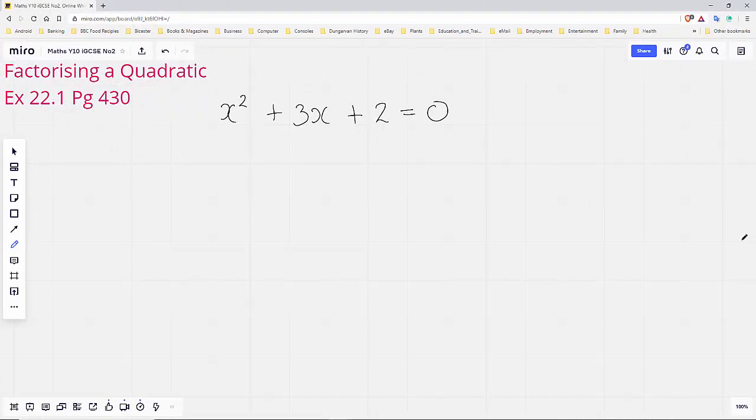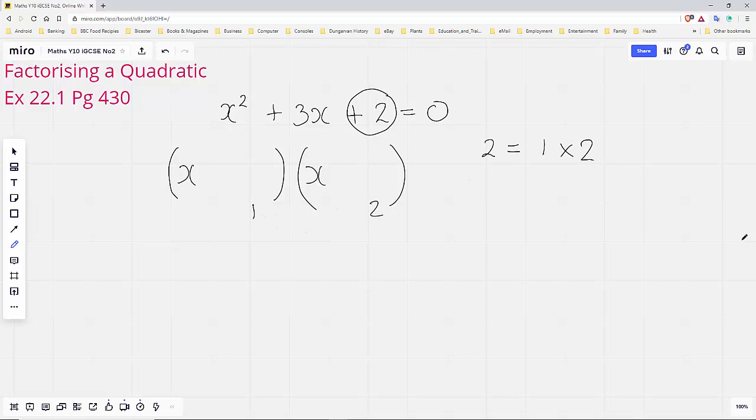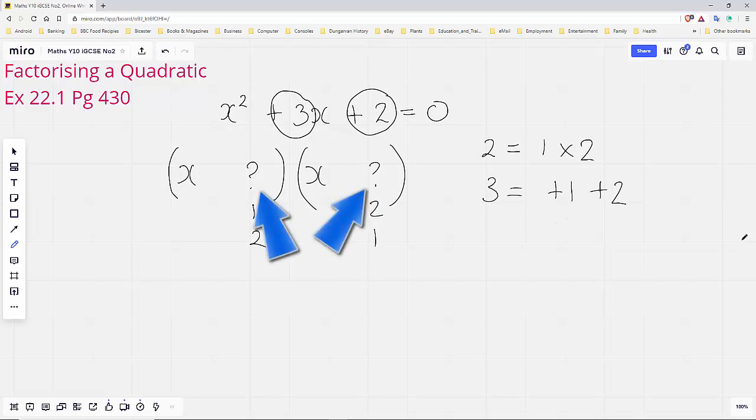So let's put down our two brackets again. As we know, we're going to end up with two brackets, and we'll begin by looking at the x squared, and there's a 1 in front of it, so we're going to put x here and x here. Now we'll look at this number here, plus 2. 2 is equal to 1 times 2. So it's going to be a 1 here and a 2 there, or a 2 there and a 1 there. So how do we get 3 from the 1 and the 2? Well, 3 is simply equal to a plus 1 and a plus 2 added together. So it looks like in here we're going to put the 1 and the 2, and it doesn't matter which way around we do it.